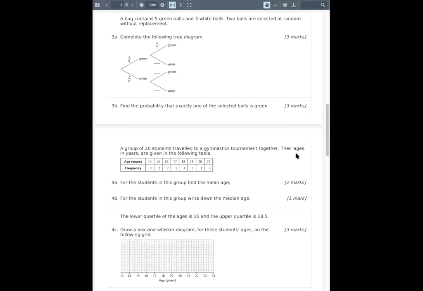Is there any order in which you need to put it? I think it does matter where you put it, because in the mark scheme it says on the top where the green is, white green, it says 5/7. No, that's what Alan said.